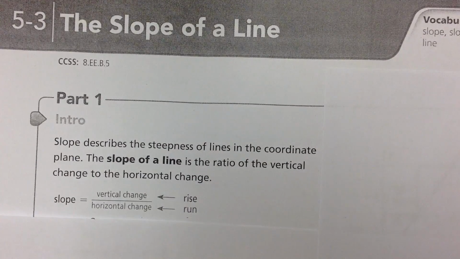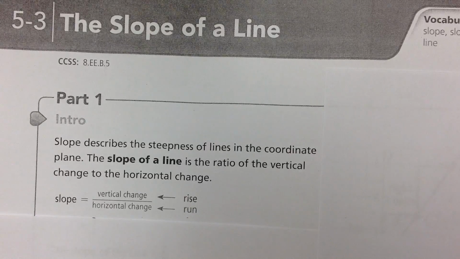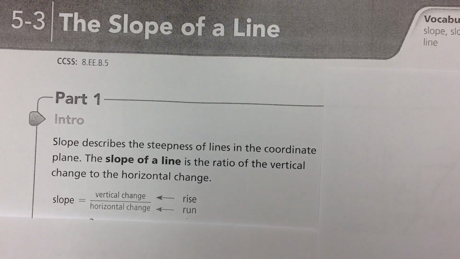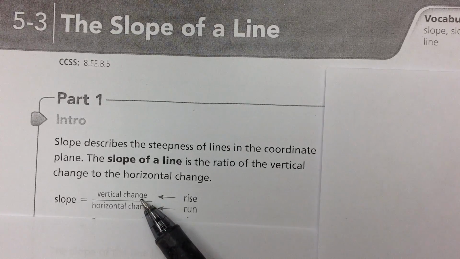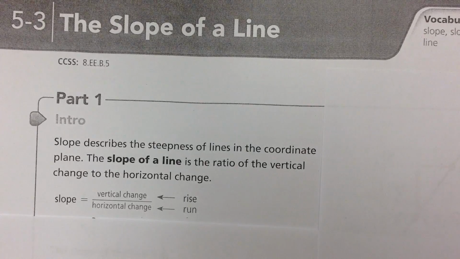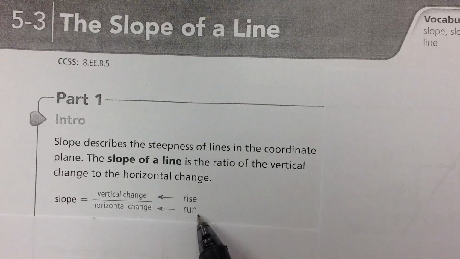Section 5-3, the slope of a line. Slope describes the steepness of lines in the coordinate plane. The slope of a line is the ratio of the vertical change to the horizontal change. Slope equals the vertical change, which is in the numerator, divided by the horizontal change, which is in the denominator. You often hear slope referred to as rise over run.